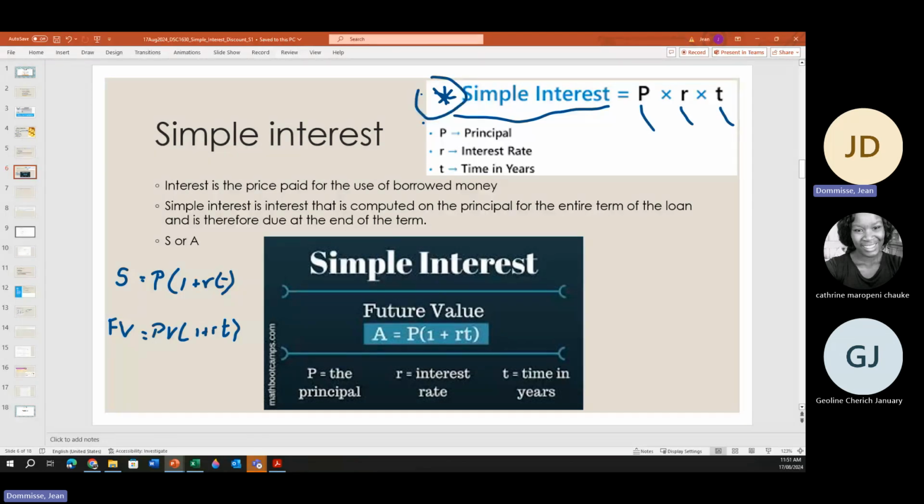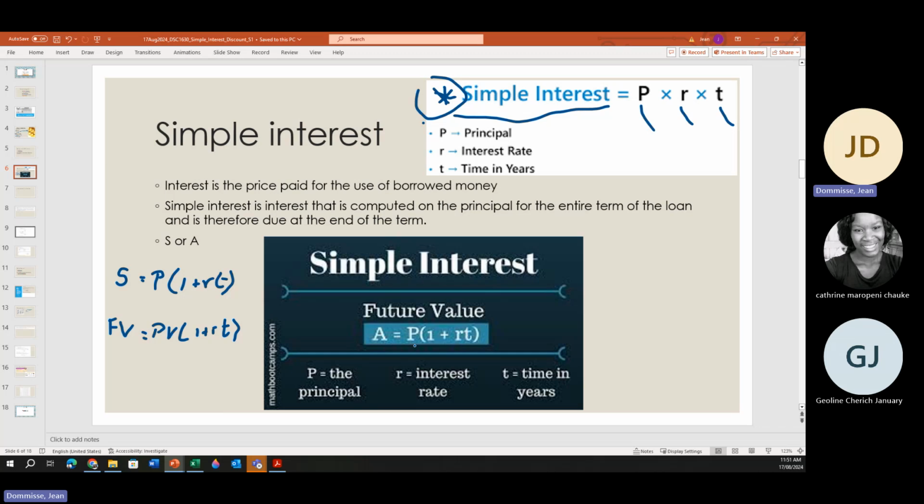So sometimes they ask you to work out simple interest, and sometimes they ask you to work out what is the future value of that investment that you made with the interest that accumulated. So then we will use the second formula where we need to work out the future value, and that will be then with the formula P(1 + RT). Okay, so that is another way.